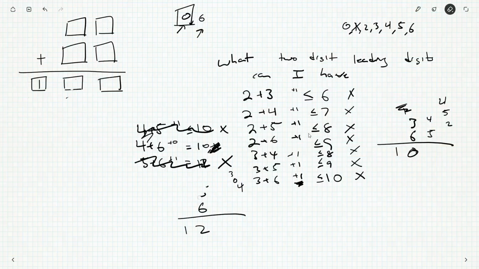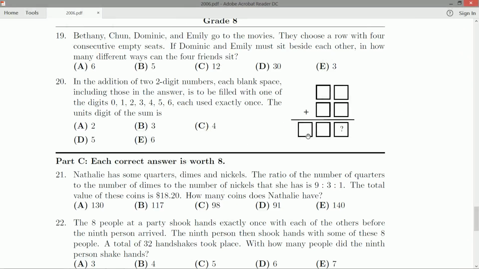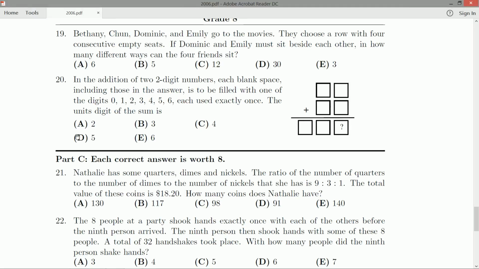So we have to have 4 and 6. No leading 1, and we have to have a 0 here. 4, 6, 0. We're left with 2, 3, and 5. How do I arrange those so 2 of them add up to the third? 2, 3, 5. Okay, so 5 has got to be the answer. And 42 plus 63, yeah, that is 105. So we do have the right answer. The units digit of the sum is 5, so that's D.